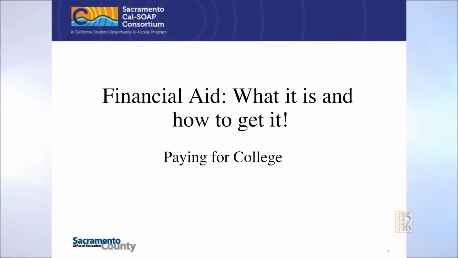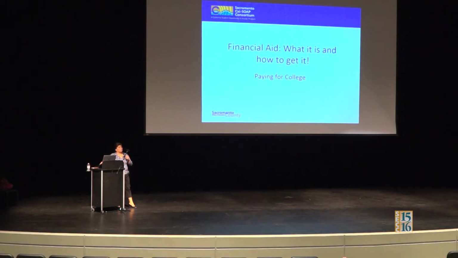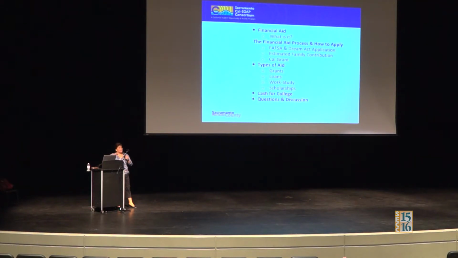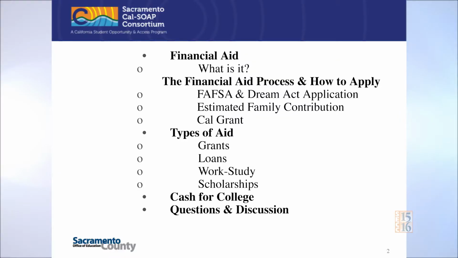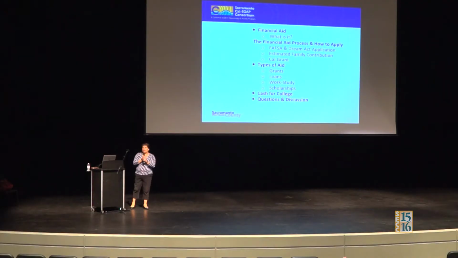Today we're going to be talking about financial aid, how to get it, what it is, how do you apply, everything you ever wanted to know and probably more. I will try to speed it up so that we give you an opportunity to ask questions at the end. So these are some of the things that we're going to cover today. What financial aid is, the types of aid available that students can apply for. I mentioned Cash for College, so I'll give you some information about Cash for College workshops happening throughout Sacramento County. And then, like I said, I'll definitely try to leave some time for questions and discussion.